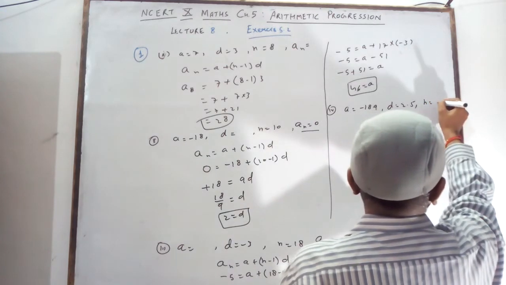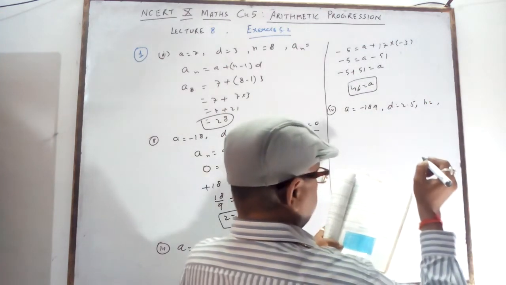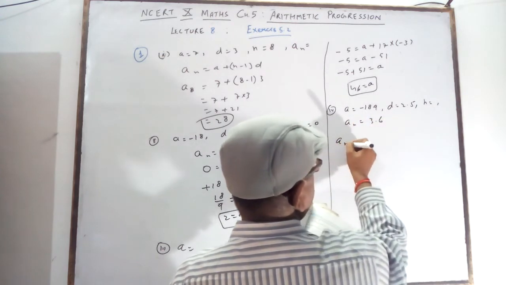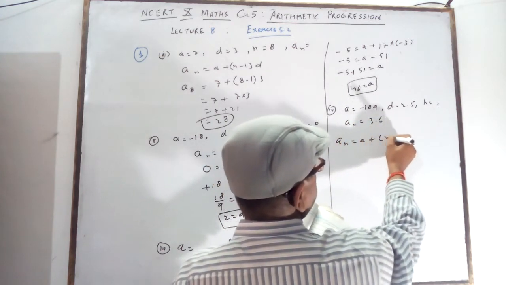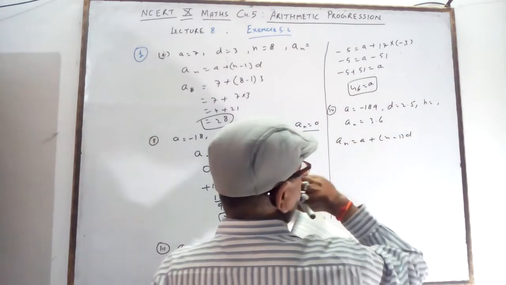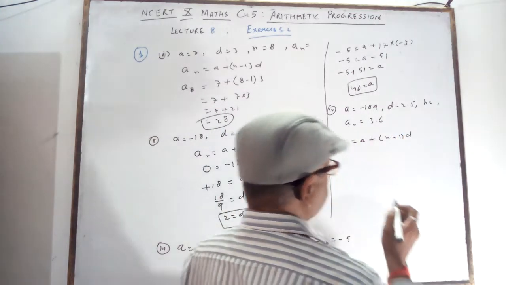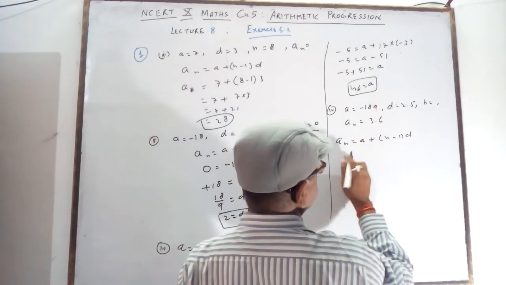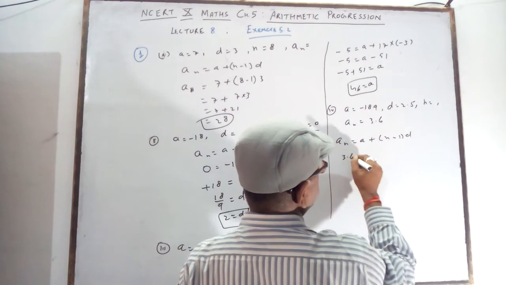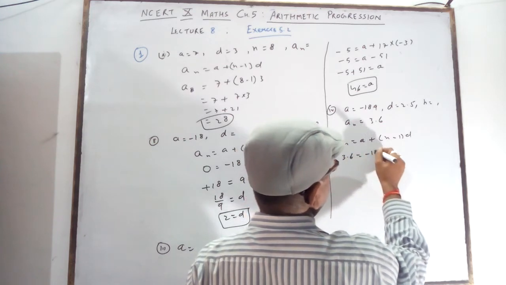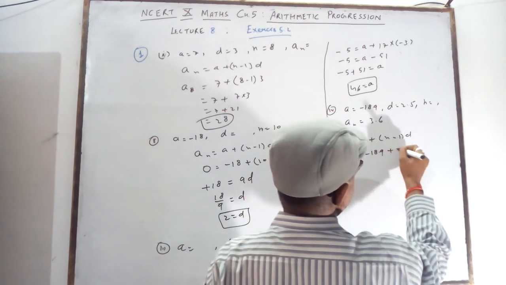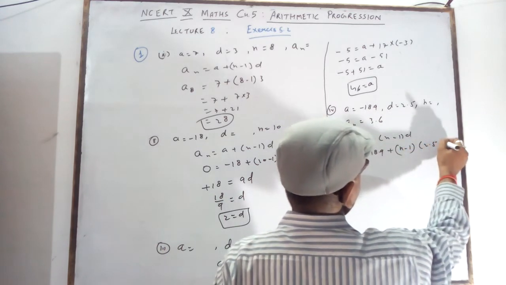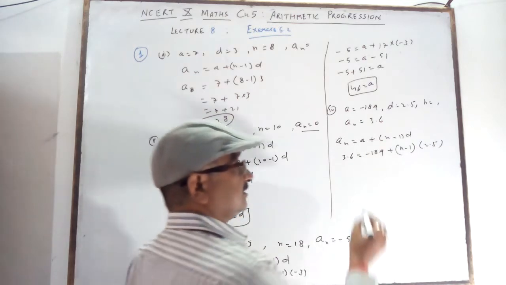And An is given 3.6. Formula: An is equal to A plus N minus 1 into D. So 3.6 is equal to A, minus 18.9, plus N minus 1 into D, 2.5. All the values you write like this.